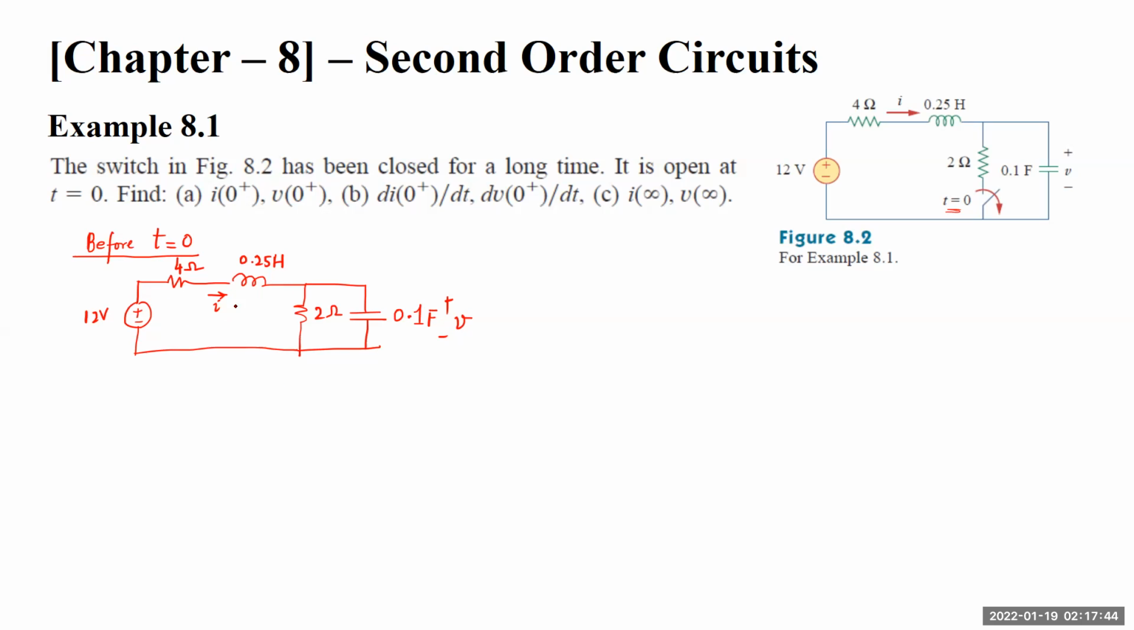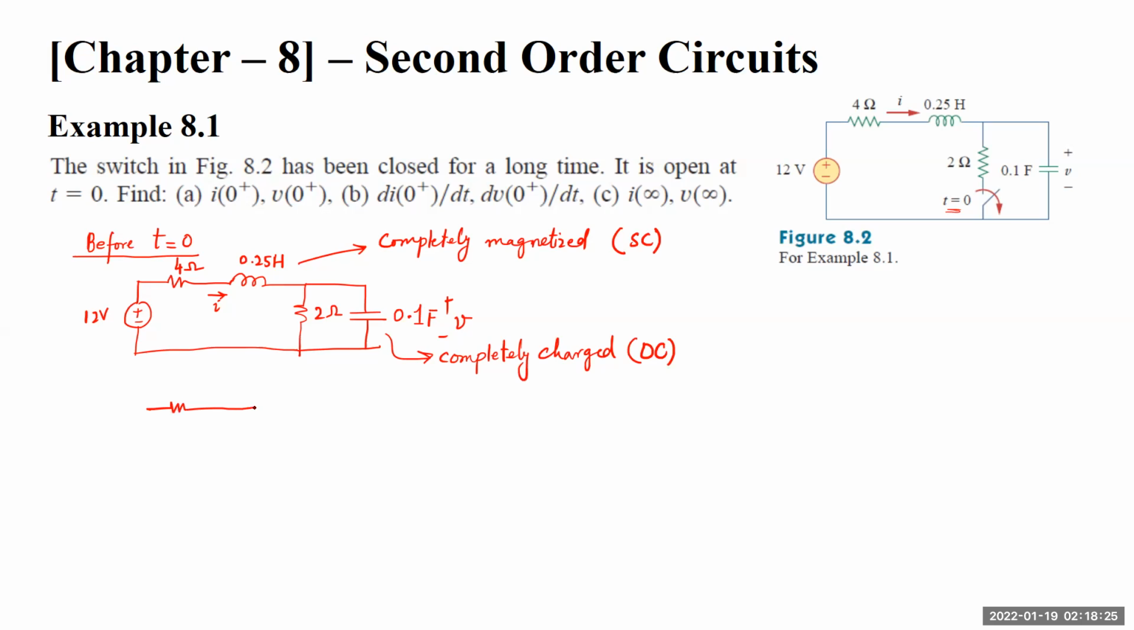Now this circuit is in this state for a long time, which means that the inductor will be completely magnetized and this capacitor will be completely charged. If an inductor is completely magnetized, it acts as a short circuit, and if a capacitor is completely charged, it acts as an open circuit. So the effective equivalent circuit will become something like this.